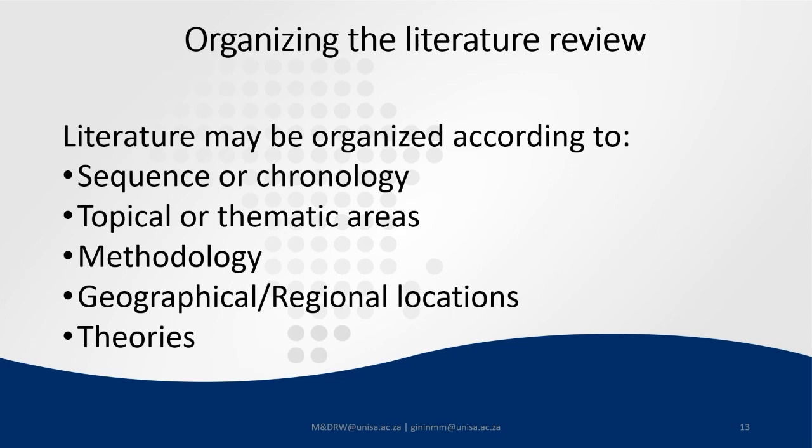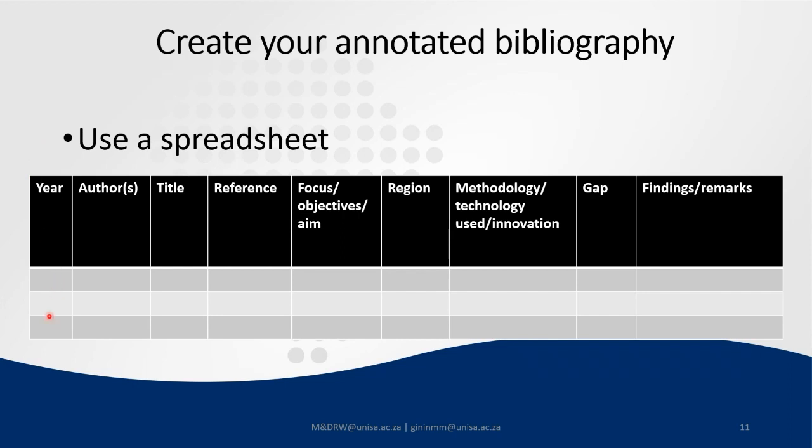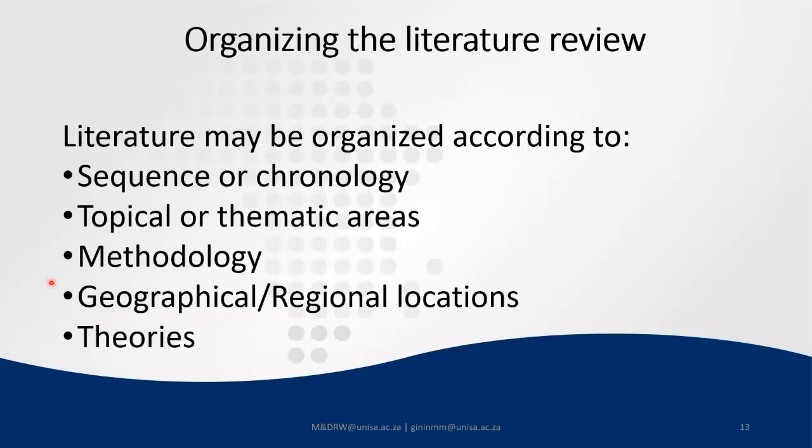How is the literature review organized? The literature review may be organized according to sequence. I've already made reference to years. So if you have years in your table, again, you'll be able to indicate that this table has a column for the years. You'll know the chronology of events in which the different subjects were talked about. So that is what we mean by chronology or sequence.